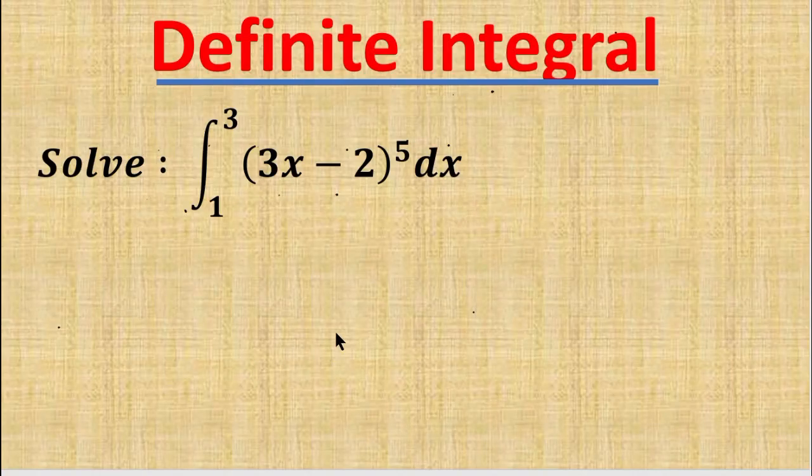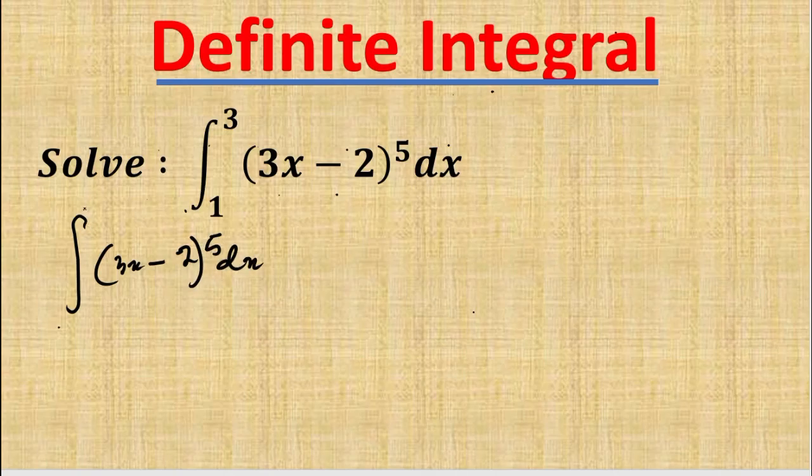In this video, we'll be solving this question on definite integral. Our question says that we are to evaluate (3x minus 2) all raised to power 5 with respect to x. We're evaluating it between 3 and 1. Now, I want to use the substitution method because I have a linear expression which I can represent with u.